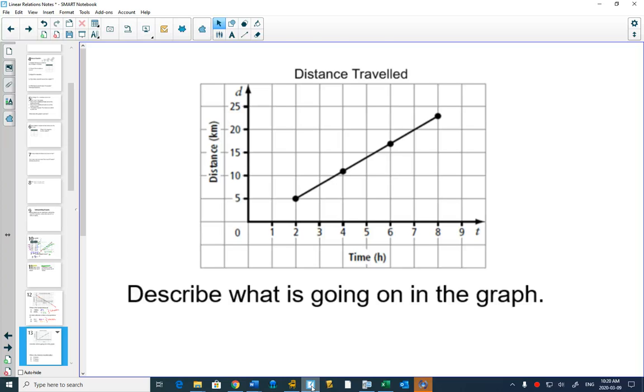Logan? All right. Describe what is going on in this graph. So we look at the graph, we look at time, and as the time is increasing, the distance is increasing. So you're driving maybe away from home or something like that, and the longer you drive, the farther you travel. That seems to make sense.